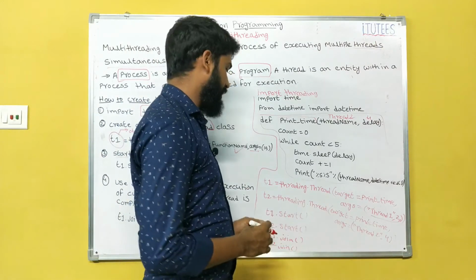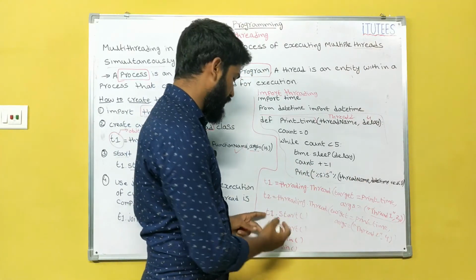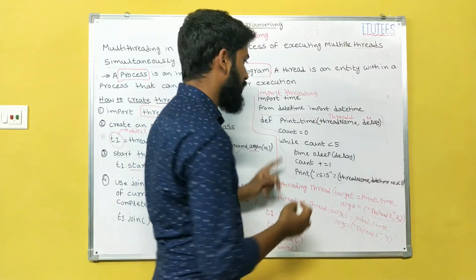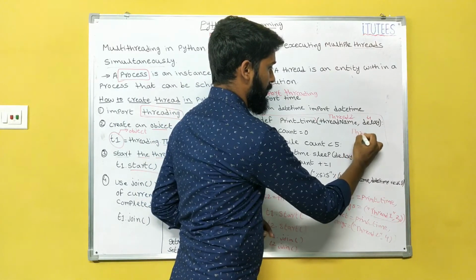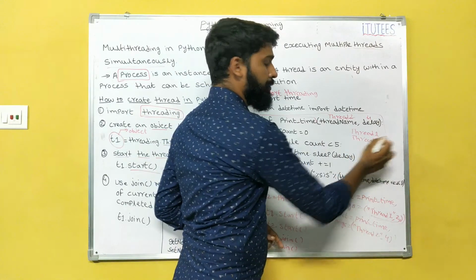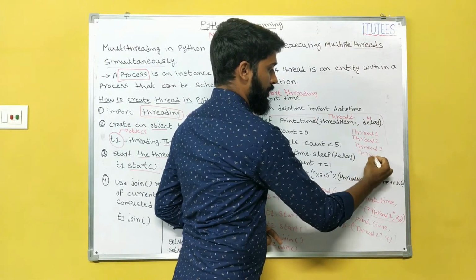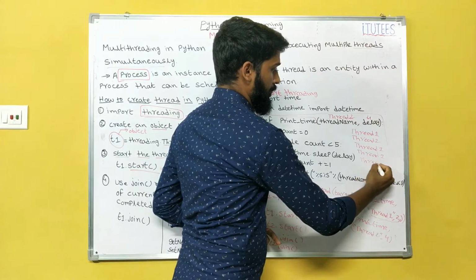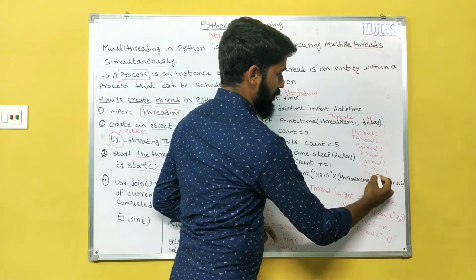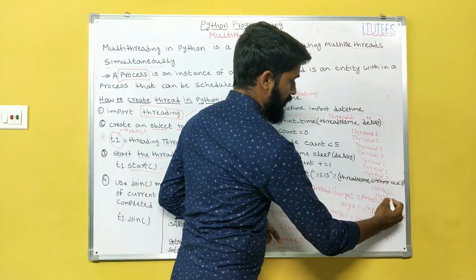So what is the expected output for this? Let us assume we don't print the time, so we see the exact output at the time of execution. T1.start, T2.start. We print only the string. For T1, the string is thread 1. At the same time, thread 2 also executes. After that, it prints thread 1. After that, thread 2, thread 1. After that, thread 2, thread 2.